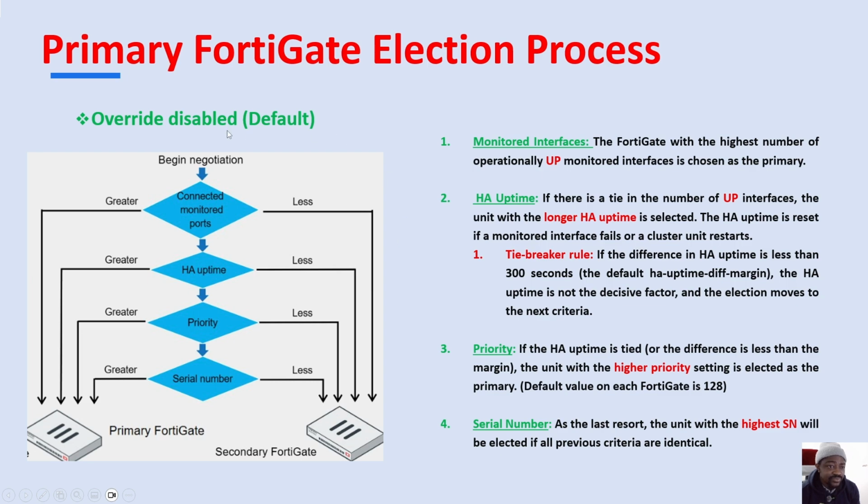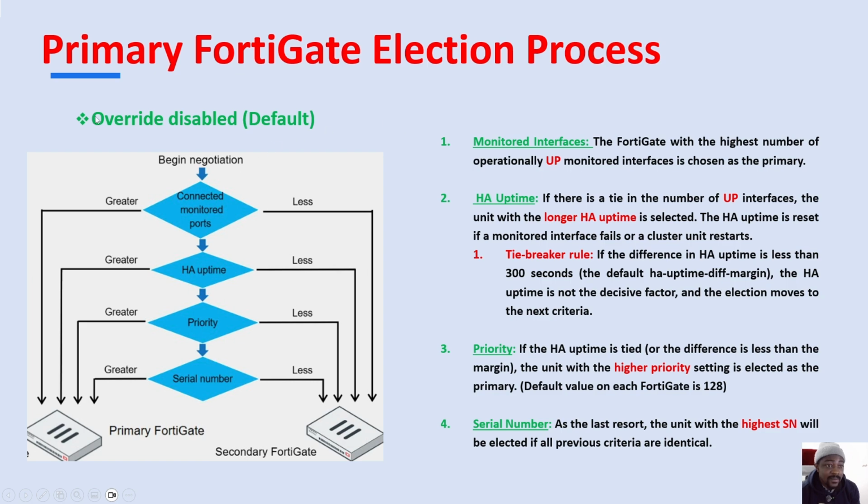So on the FortiGate, there is what is called override. Override is a configuration that, when you set it on your FortiGate, lets you change the order in which the election process will go. So the FortiGate override feature is a setting that you can configure on your FortiGate device so that it will change the order in which the primary FortiGate election process will be processed.